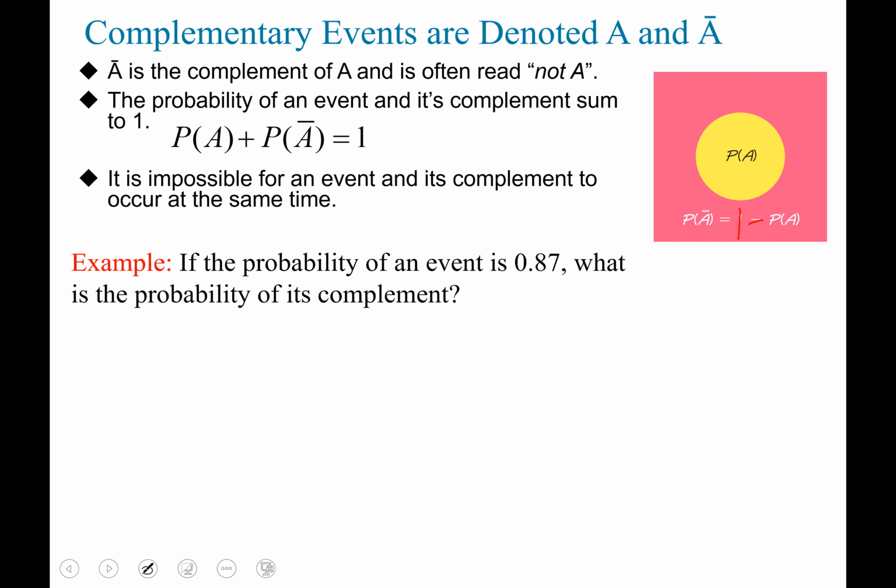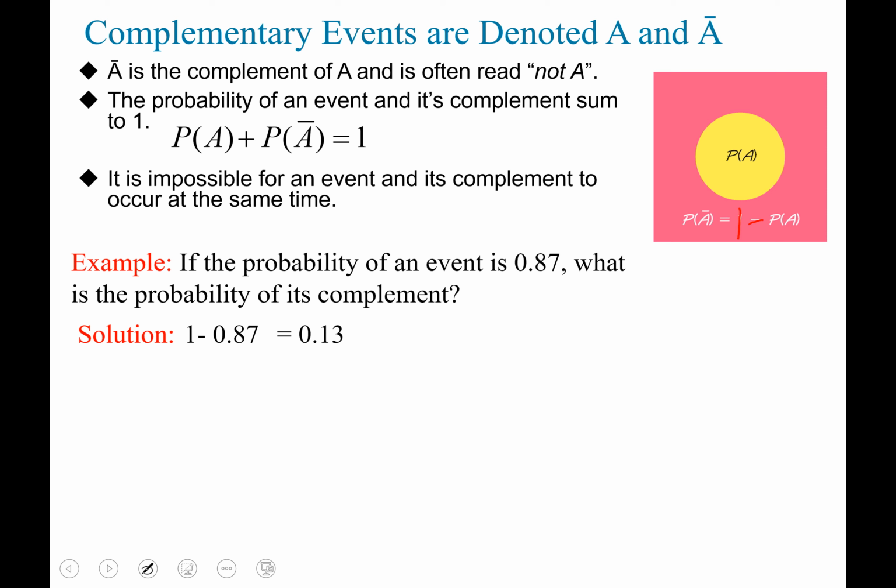All right, let's look at an example. If the probability of an event is 0.87, what is the probability of its complement? What do you think? If you said 0.13, you got it right.